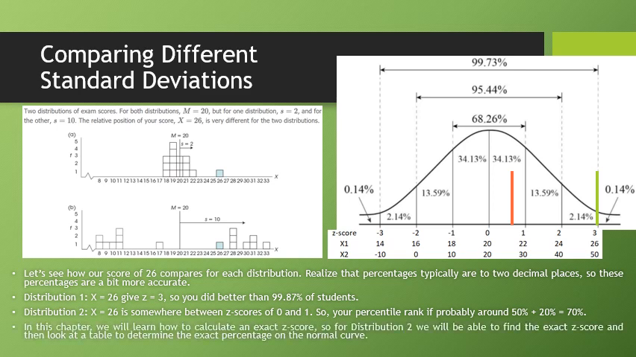So if you're comparing distribution 1 versus distribution 2, your score of 26 gave you a much better score on the first test at 99.87% than it did on the second test, where you only made a 70%. So in this chapter, we're going to learn how to calculate an exact z-score. So for distribution 2, we'd be able to find the exact z-score, whatever decimal point that is, somewhere between 0 and 1, and then we'd be able to look at a table to determine the exact percentage on the normal curve where we're at. So instead of having to guess that we're at 70%, we'd be able to look it up and tell exactly where we would be.